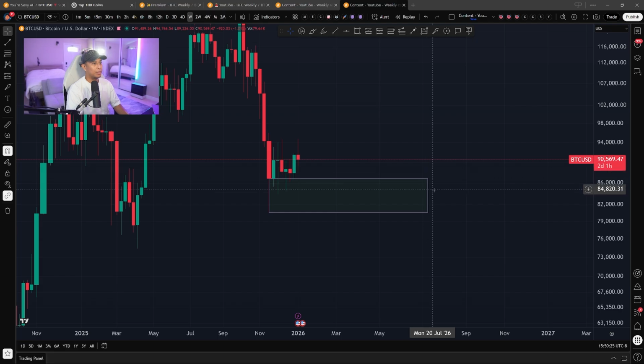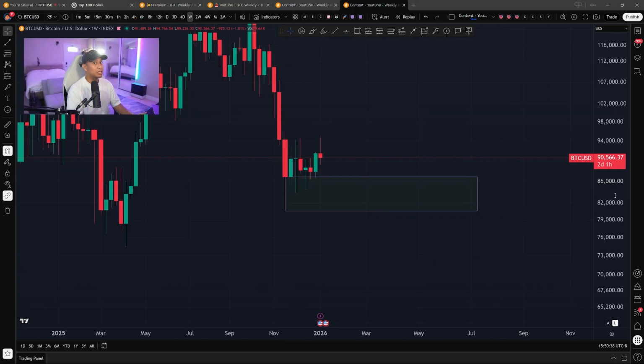So price would come down here. Hopefully buyers come in and keep pushing the price up. But if not, that's when I'll probably concede my analysis. I'm wrong. But for now, we're still looking good.